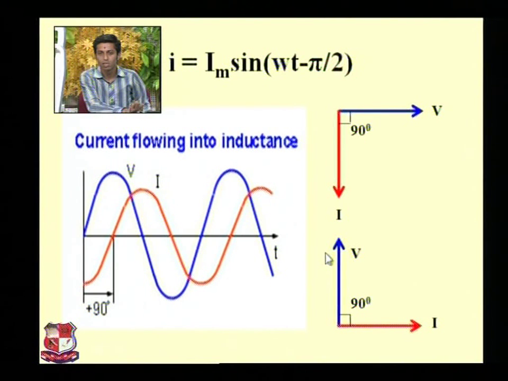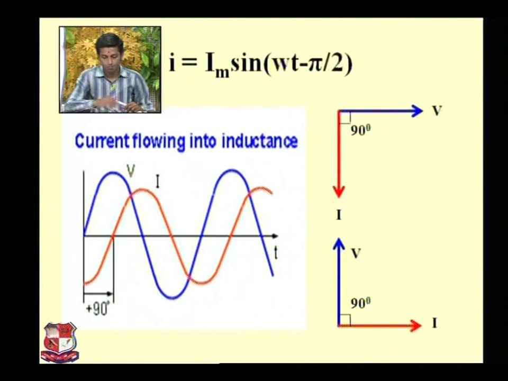90 degree leading. So current always lags the voltage by 90 degrees, which is also represented by this figure, and it is also represented by this vector diagram. So by mathematical analysis we can prove that voltage is always leading current, meaning current is always lagging the voltage.